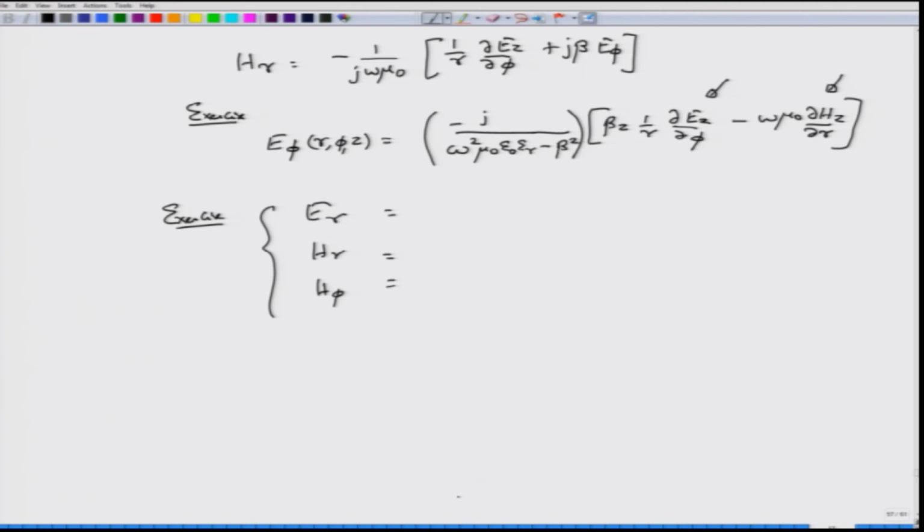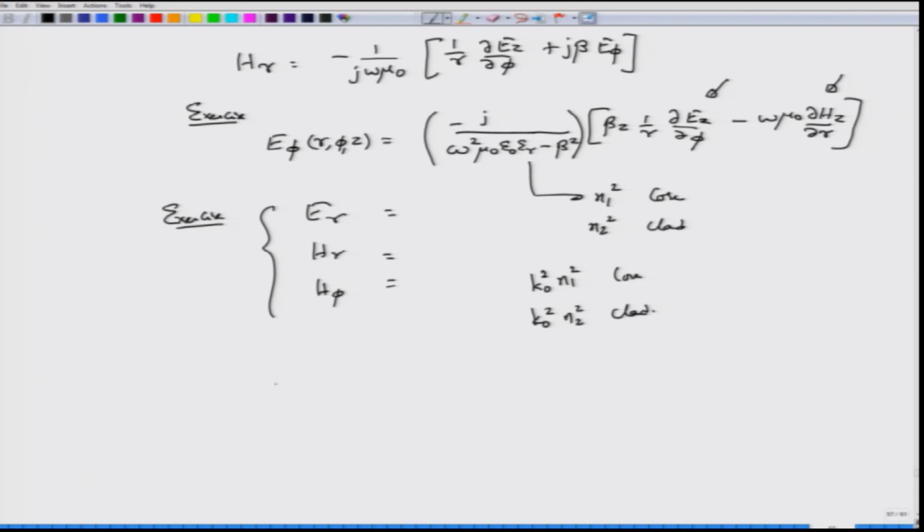And please remember that these terms are to be separately written for core and cladding, right, because in the core epsilon r will be n1 square and it would be n2 square in the cladding. We can of course simplify this omega square mu naught epsilon naught n1 square by writing this as k0 square n1 square in the core, and then you have k0 square n2 square in the cladding. So, you can simplify this omega square mu naught epsilon r by rewriting them as k0 square n1 square and k0 square n2 square.